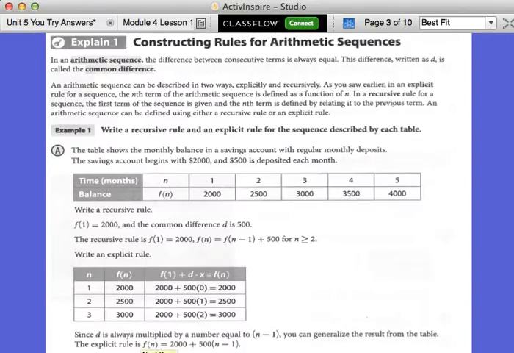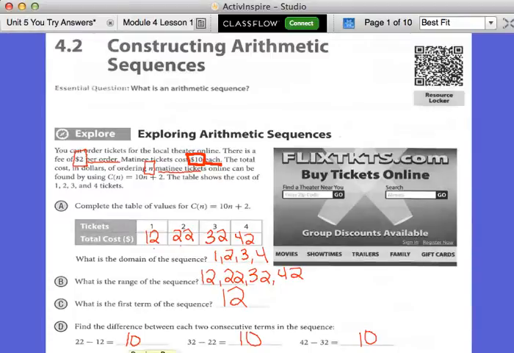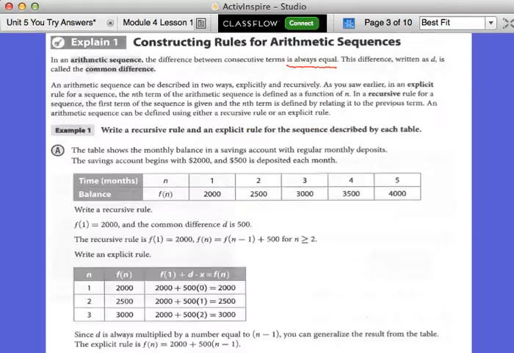All right, so here we go. Moving right along with a little bit more of an explanation here. You need to understand that an arithmetic sequence is when the difference between consecutive terms is always equal. So when we go back to that first example, we said the difference was always 10, 10, and 10. So that would be considered an arithmetic sequence. This difference, written as d, is called the common difference.